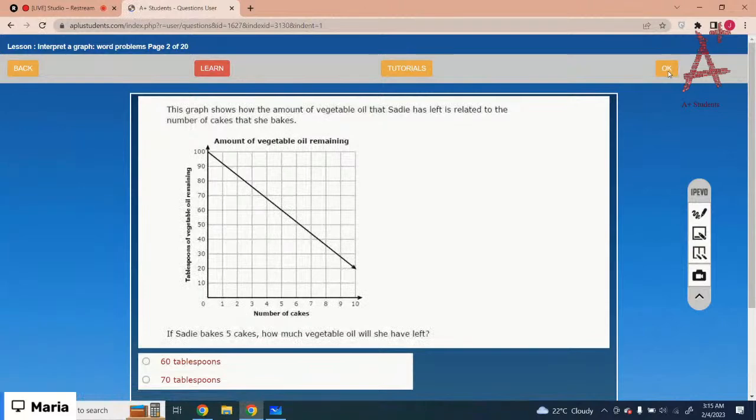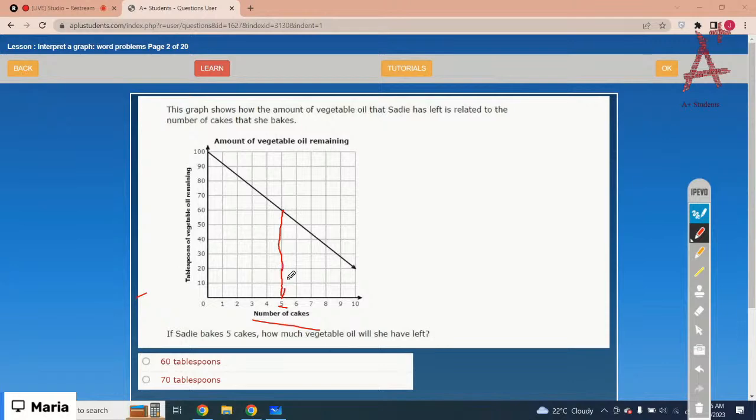Okay, the next one is this graph shows how the amount of vegetable oil that Sadie has left is related to the number of cakes she bakes. So if Sadie bakes 5 cakes, how much vegetable oil will she have left? Okay, 5 cakes. Here is the number of cakes. So she baked 5 cakes. Here you have 5. Match it to the y-axis.